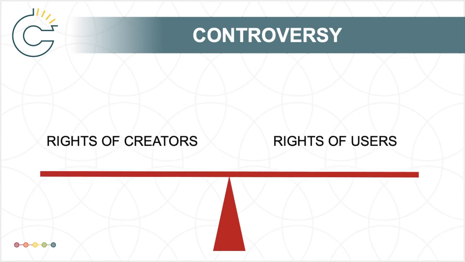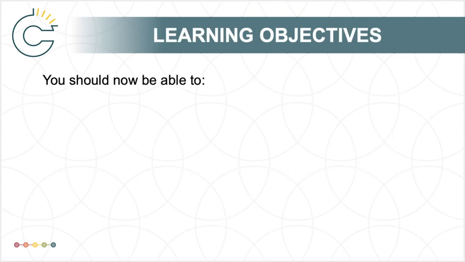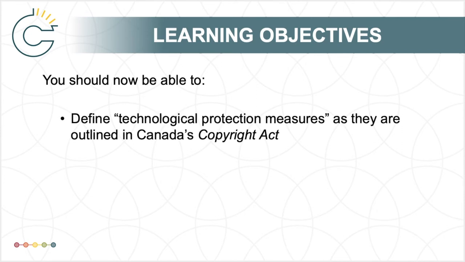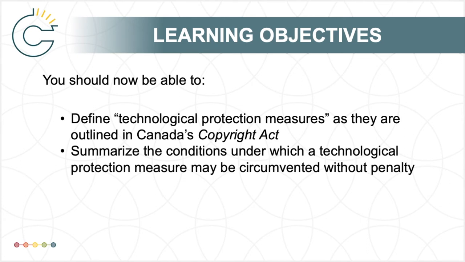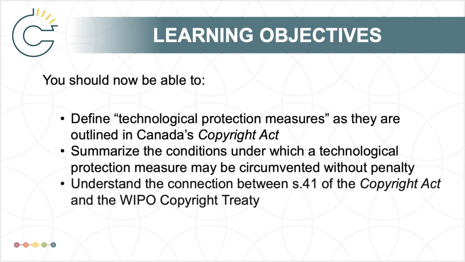You should now be able to define technological protection measures as they are outlined in Canada's Copyright Act, summarize the conditions under which a technological protection measure may be circumvented without penalty, and understand the connection between Section 41 of the Copyright Act and the WIPO Copyright Treaty.